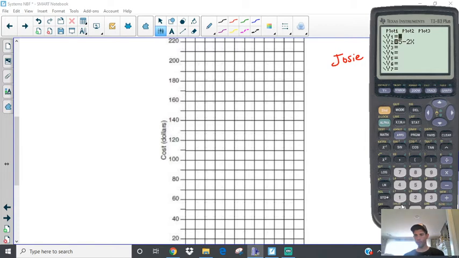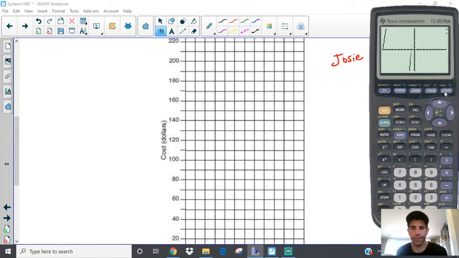So one was 10x plus 100, and then the other was 20x plus 20. And then we hit graph. The first thing you're going to notice is it doesn't look anything like the graph that they gave us, and that's because we're going to have to adjust our window.